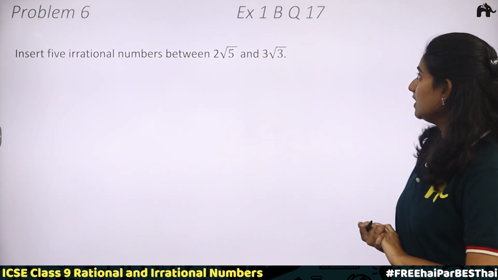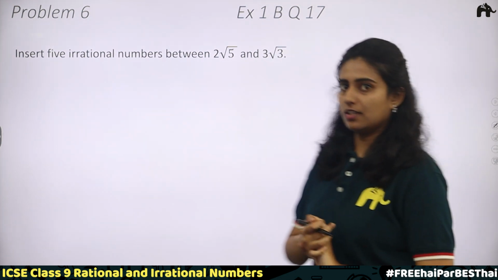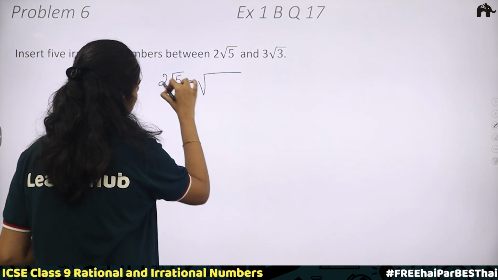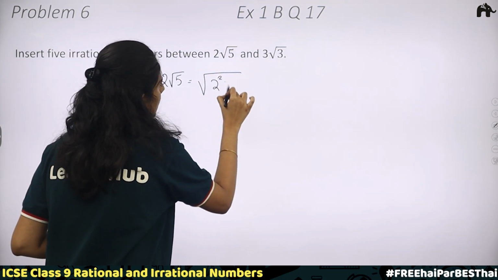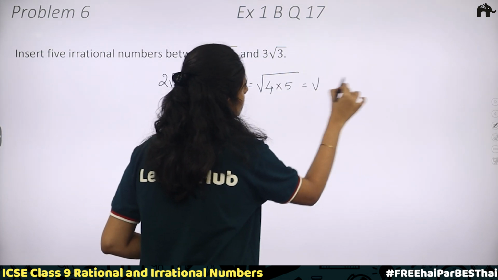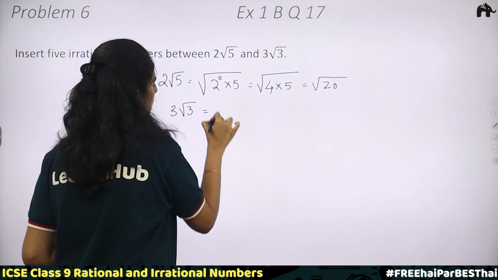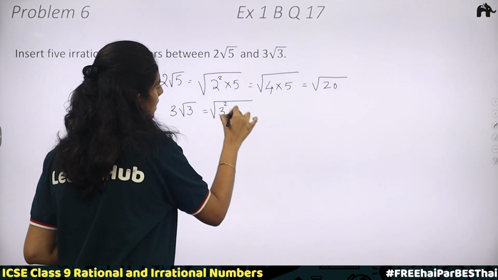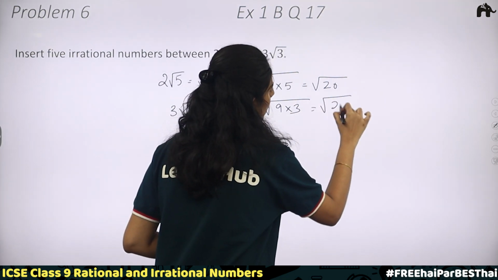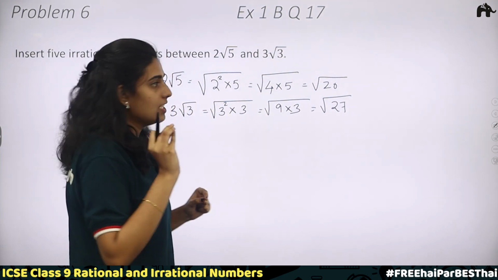Sixth problem, question 17 of exercise 1B. Insert 5 irrational numbers between 2 root 5 and 3 root 3. 2 root 5 can be written as root of, taking this 2 inside, 2 square into 5, which is equal to root 4 into 5, that is root 20. The second one, 3 root 3 will be equal to root of 3 square into 3, 3 square is 9 into 3, and that is root 27. So between root 20 and root 27, we are going to obtain irrational numbers.